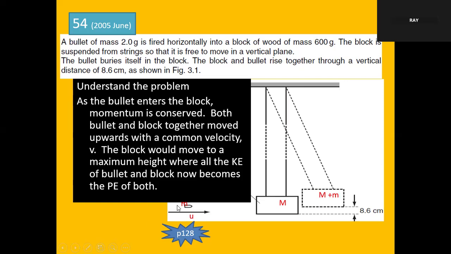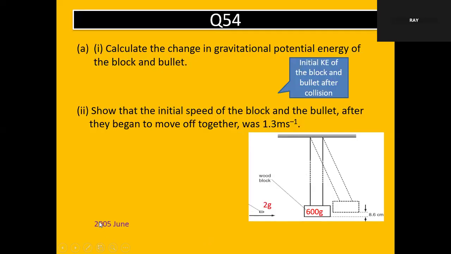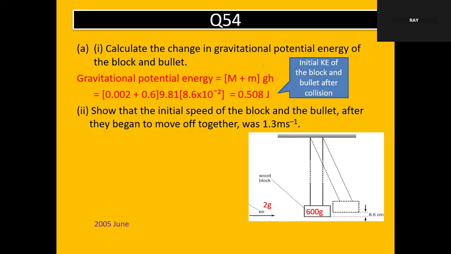Write down what is given as m, as u, as capital M, as block and bullet together. Calculate the change in gravitational potential energy of the block and bullet. Change in GPE: total mass, mgh, that's all.